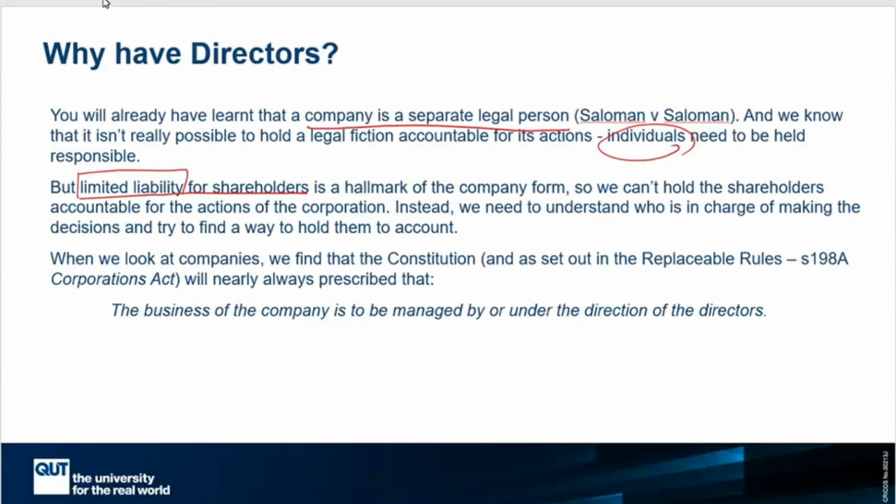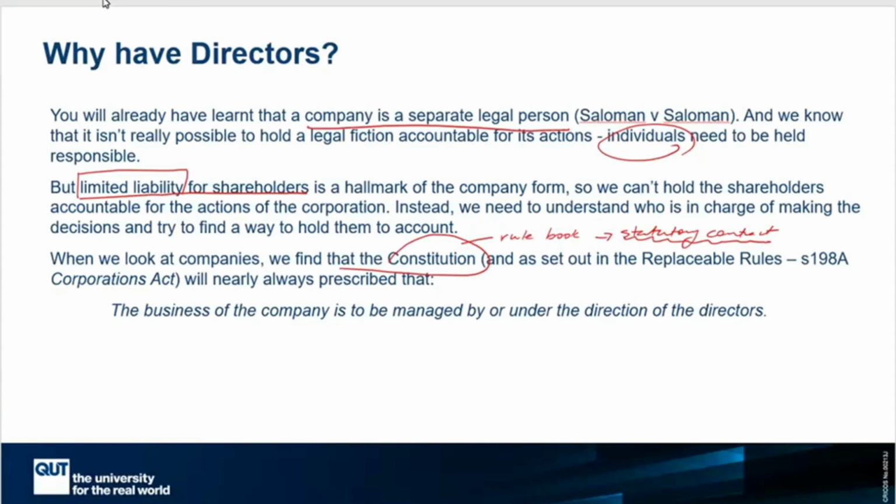Instead, we need to think about who we can hold to account. Now, if we look at most companies, we find that in their constitution, you'll remember, the constitution is the rule book that the company has. It's actually technically a statutory contract between the parties. So it's a kind of contract that says this is how we're going to run the company. That's what the constitution is.